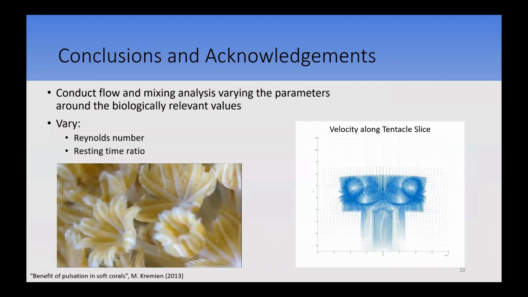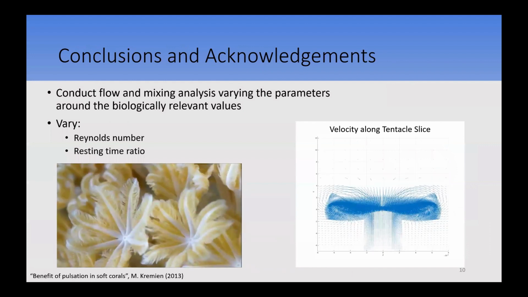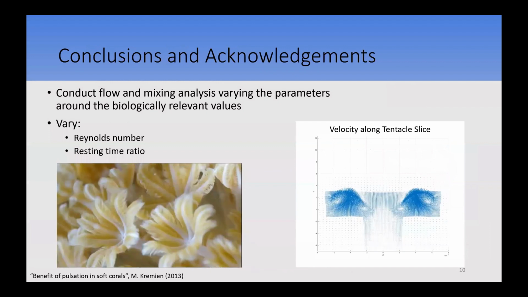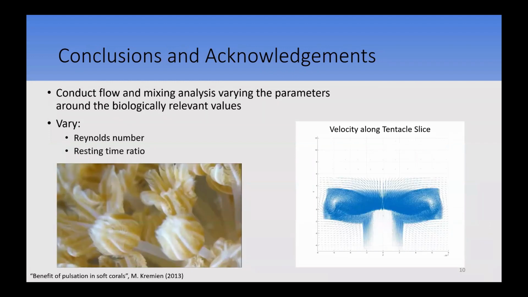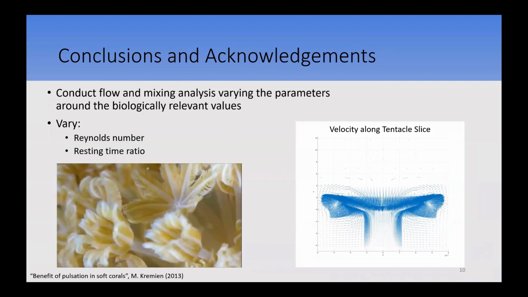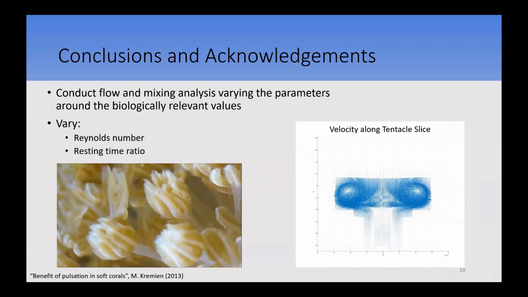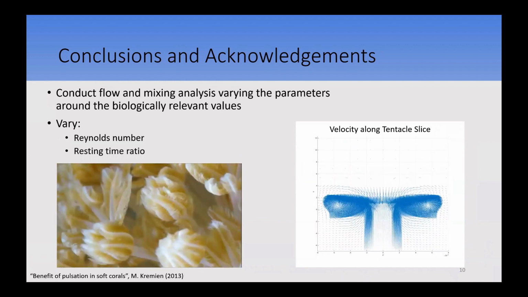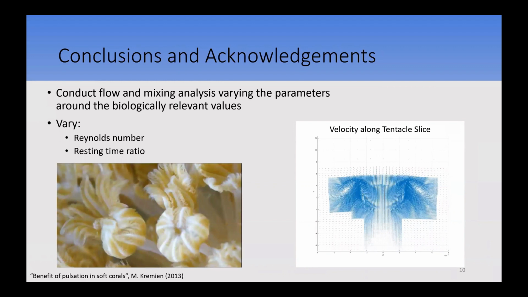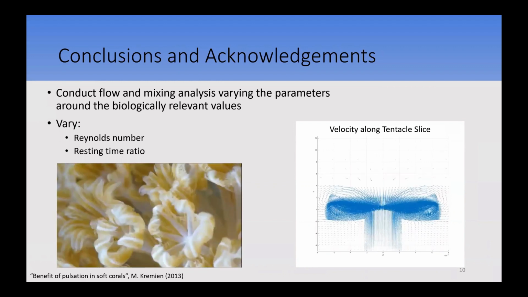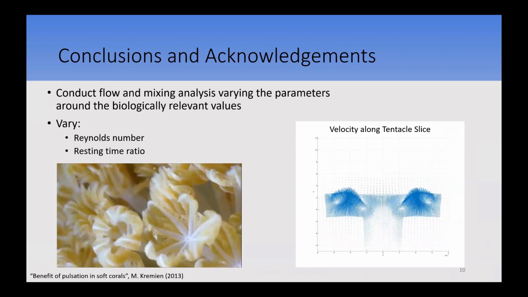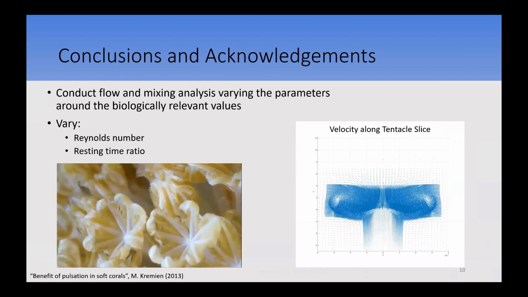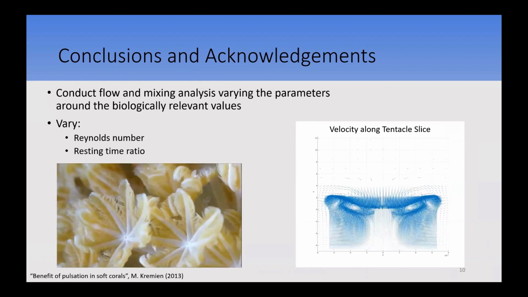Like I've said, currently we're conducting fluid flow mixing analysis just along the biologically relevant parameters. But what we would like to start doing next is actually varying these parameters around biologically relevant values. So the next step is to start running simulations and doing these analyses where we're varying our Reynolds number and our resting time ratio to give us some sense of what's happening around these other values.